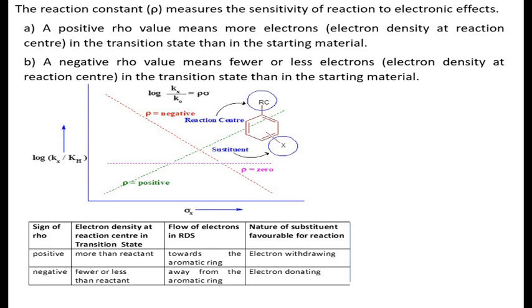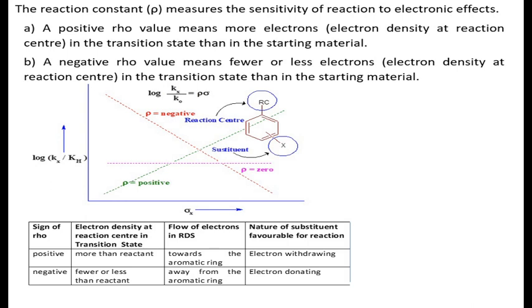This X is a substituent. Look at the benzene ring, the substituted benzene ring. X is the substituent and RC is the reaction center. When we say the sign of rho is positive, it means we have obtained this green line and its slope is positive, so the reaction constant is positive. Then what do we say about electron density?